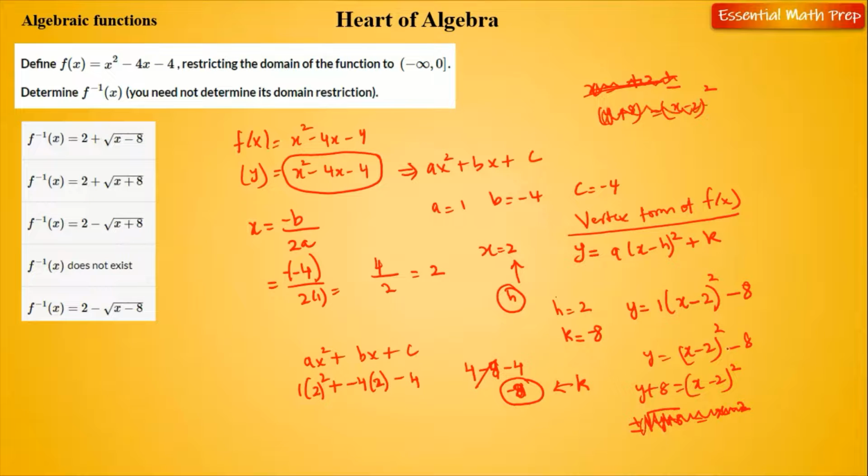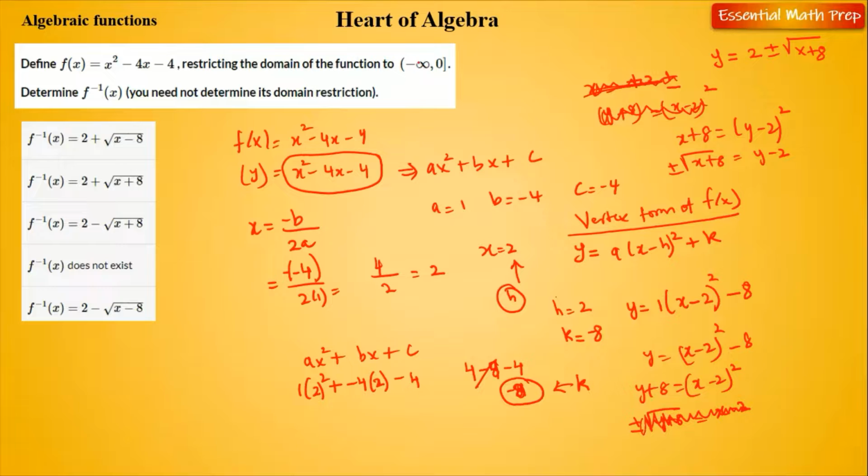I made another mistake. We need to swap to get the f inverse. We need to switch x to y, y to x, right? So that means y plus 8 becomes x plus 8 equals y minus 2 squared. Apologize. I'm like, why am I not going anywhere with this problem? That's because of that. Now, if we take the square root on both sides, then we get plus or minus root of x plus 8 equals y minus 2. If you add 2 on both sides, y equals 2 plus or minus square root of x plus 8, right?